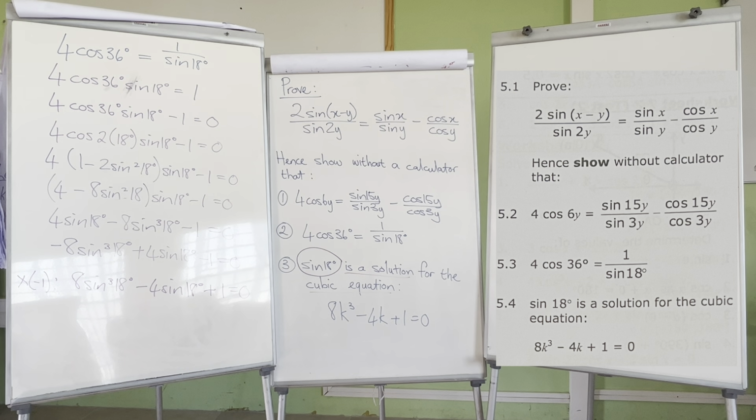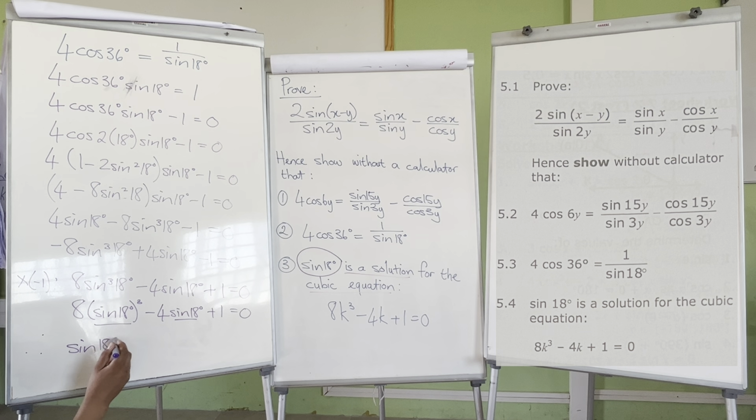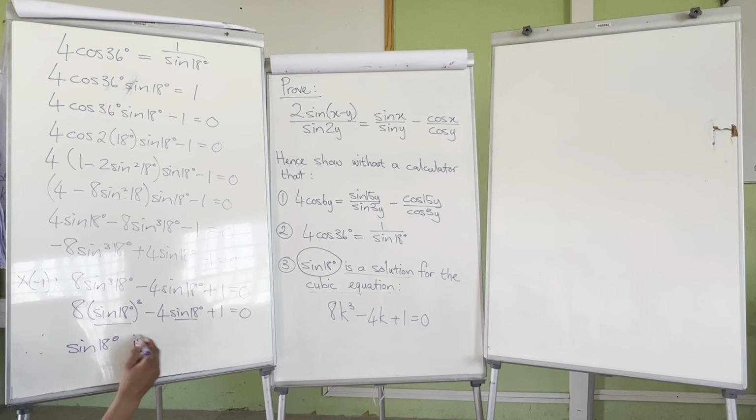And now I have the exact same form. If you had to just rewrite this, you can clearly see how sine 18 and k have the same position and function. So there's my k cubed, there's my k, and there's the rest. Therefore sine 18 is a solution.